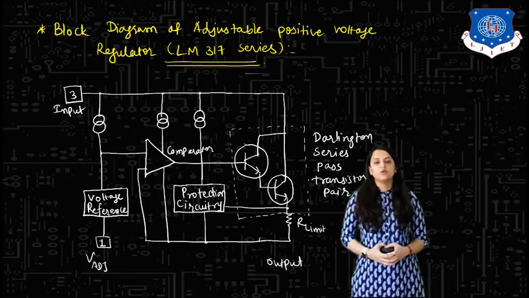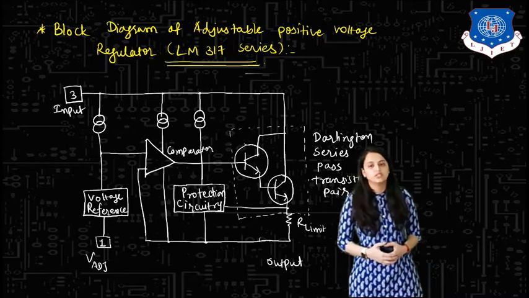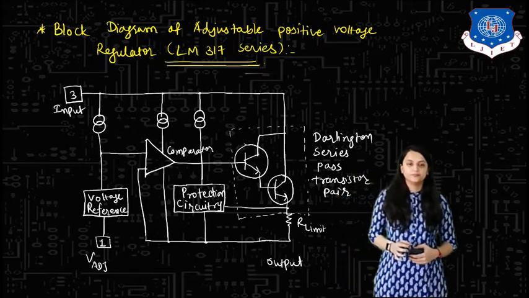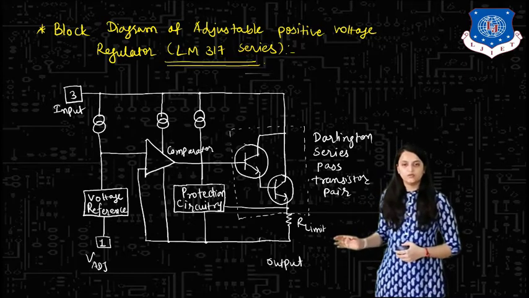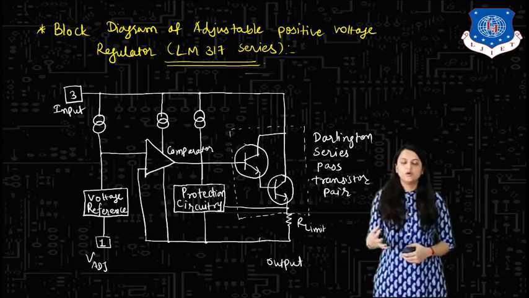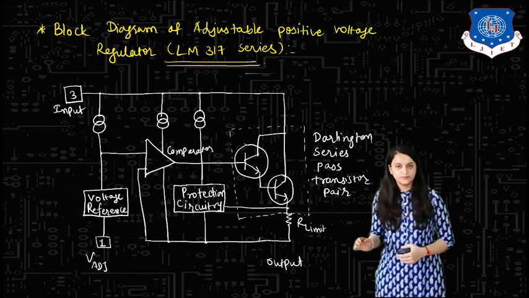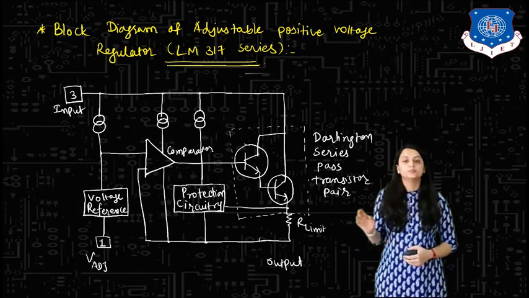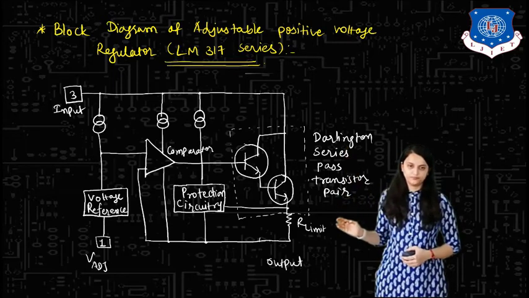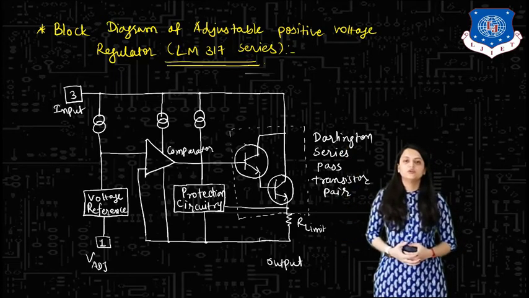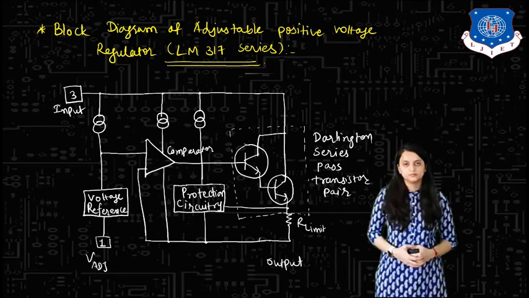Now next is the block diagram of adjustable positive voltage regulator, that is LM317. LM317 series block diagram is indicated over here. Here the main blocks are voltage reference, comparator, protection circuit and Darlington series pass transistor. So this is the block diagram of LM317 IC.